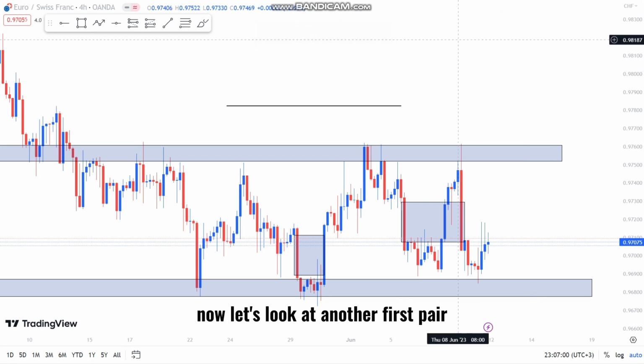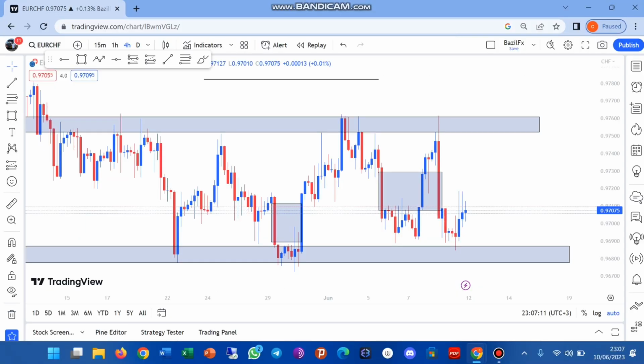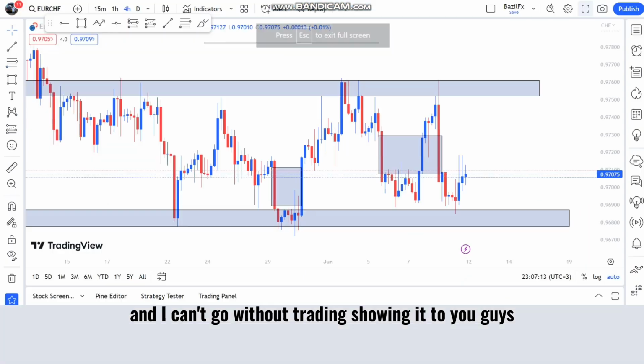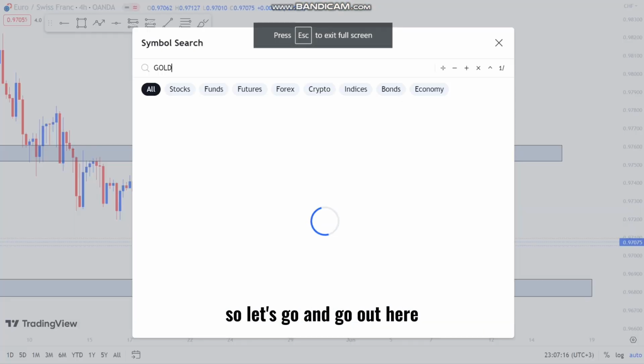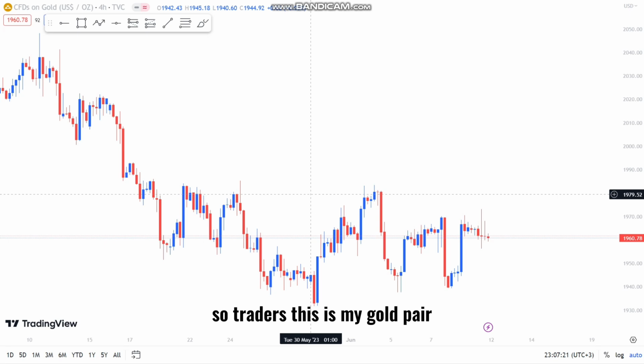Now let's look at another forex pair, guys. This is the gold pair. Gold is my last pair. And why is gold my last pair? Gold is my favorite pair to trade, and I can't go without showing it to you guys. So let's put in gold here. So traders, this is my gold pair.